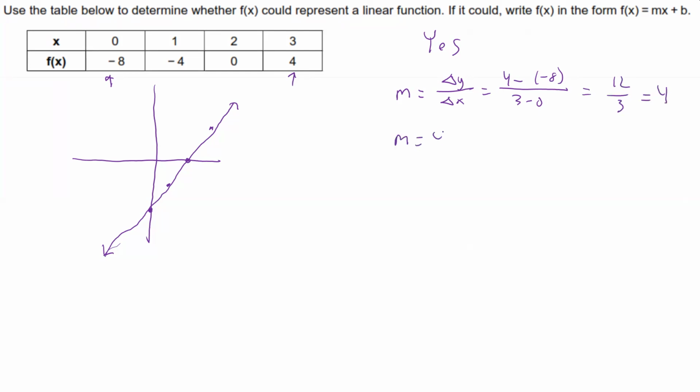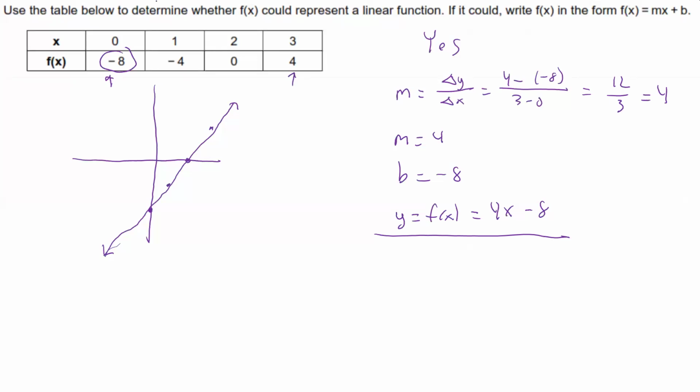So m is equal to 4. Well, what's our b? That's going to be where x is 0. Well, that's equal to negative 8. So now we can say y equals f of x equals our slope 4 times x minus 8. And so that's going to be our function in the form f of x or y equals mx plus b.